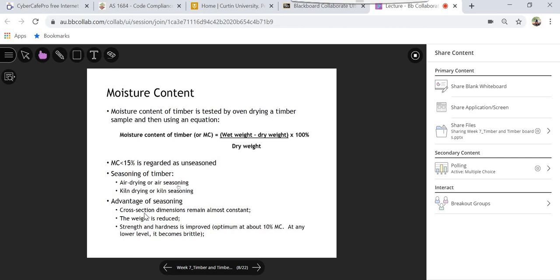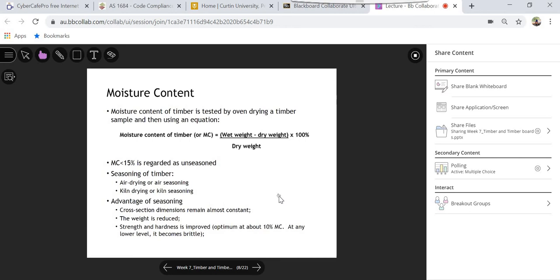We can use air drying, which is called air seasoning, or kiln drying, also called kiln seasoning. The advantage of using seasoned timber is that, because it has a lower moisture content, the dimensions are not subjected to much change. Otherwise, if you use unseasoned timber, the moisture will eventually evaporate, and then the timber piece will be subjected to shrinkage, which is not good.